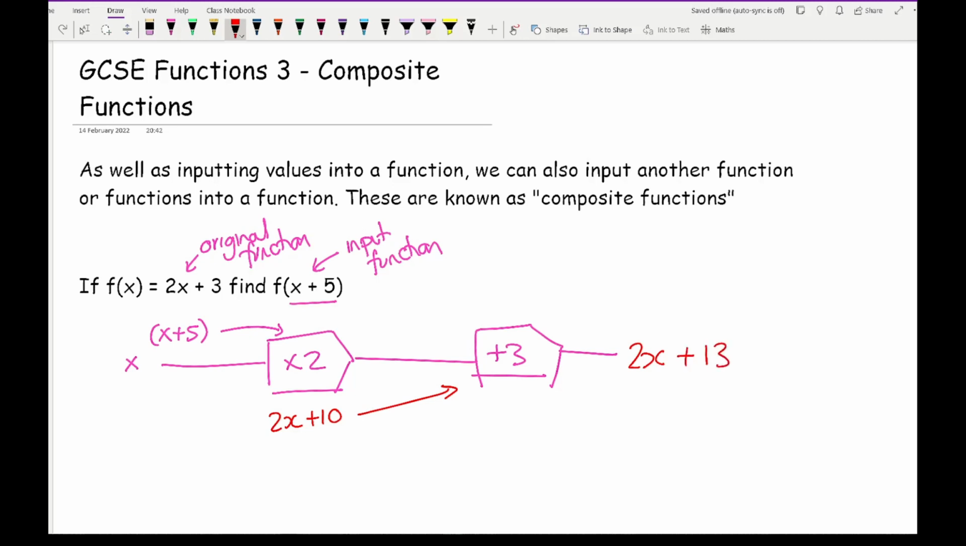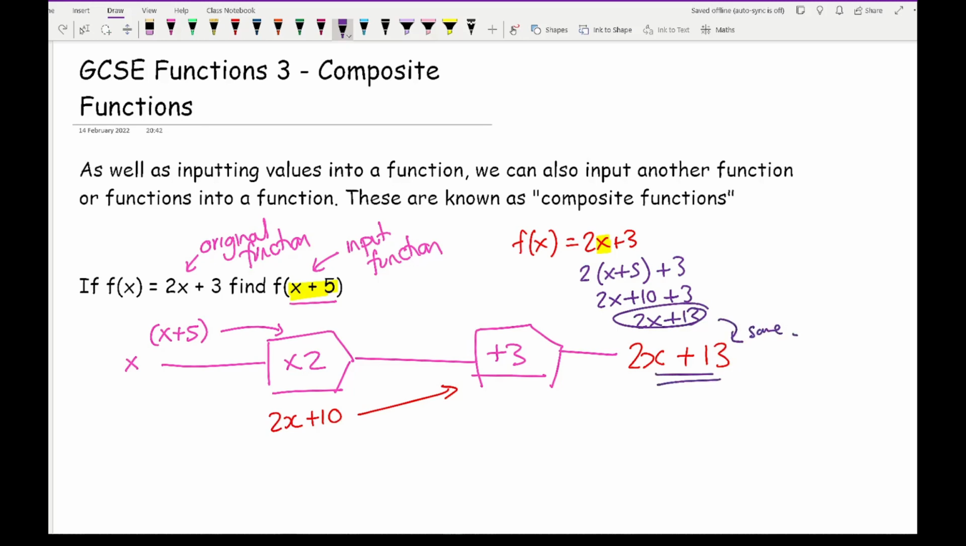Now, what I could have done is, with f of x equals 2x plus 3, swap this with the x. And so what I'd end up with is 2 times x plus 5, plus 3. Then if I expand the brackets, I get 2x plus 10 plus 3, in which I get 2x plus 13. And as you can see, that is exactly the same as that. So you can see that doing it both ways gets you the same answers.